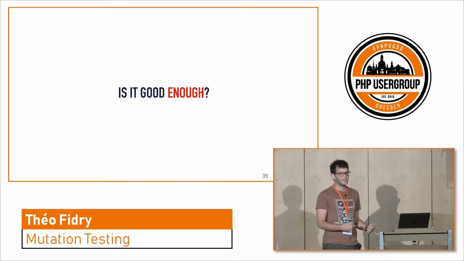So is it good enough? On paper, it looks good. I have simple tests, they're easy to read. I have 100% code coverage. But how can we check that it's good enough?